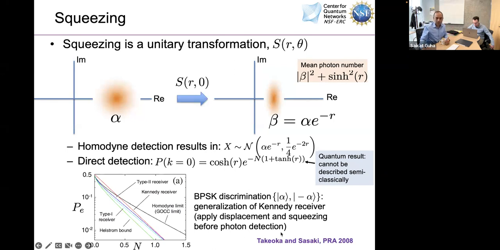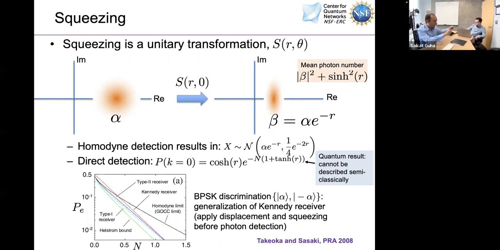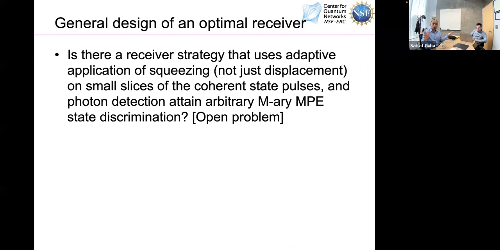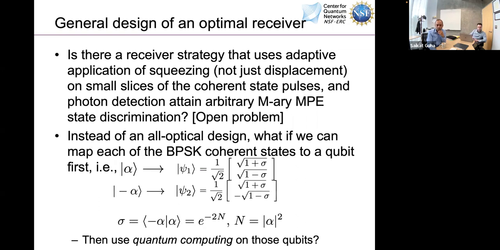So for BPSK, for example, in this paper in 2008, they did a very simple trick. They said, take the Kennedy receiver, where you apply a displacement before detection, but after displacement, you apply an optimized squeezing and then detect. And they show that you can get a tiny little bit of improvement over what you could do with the Kennedy receiver, although it doesn't get to the Helstrom bound, but this is a tool. So in a general design of an optimal receiver, I just told you that squeezing, linear optics, and photon detection is universal. That has been proven. So there must be some way to put these things together to write down optimal receiver designs for this binary state discrimination problem, but it's an open problem. We don't know how to do that.